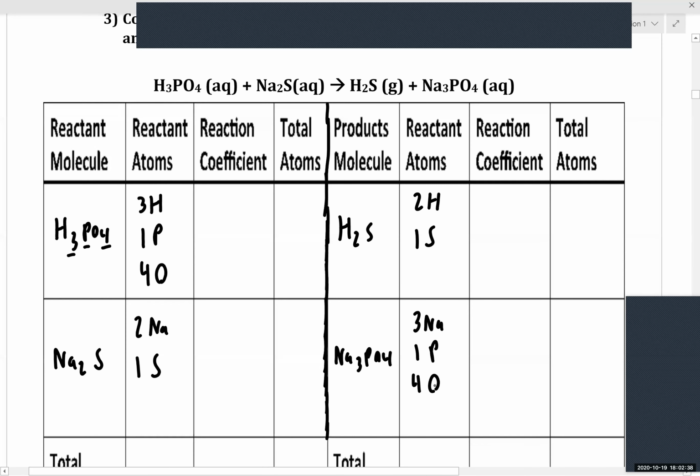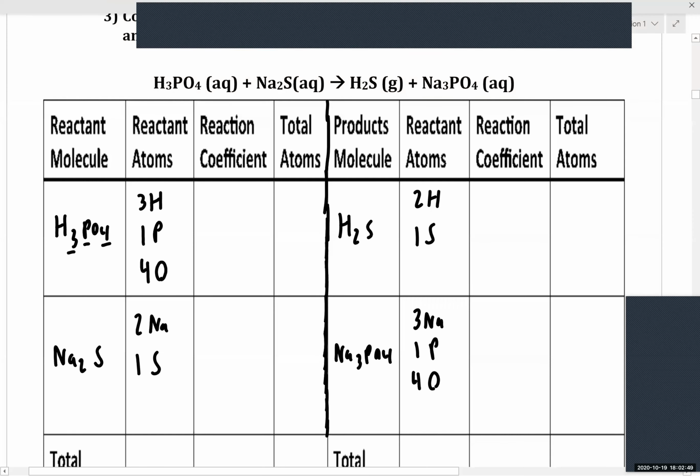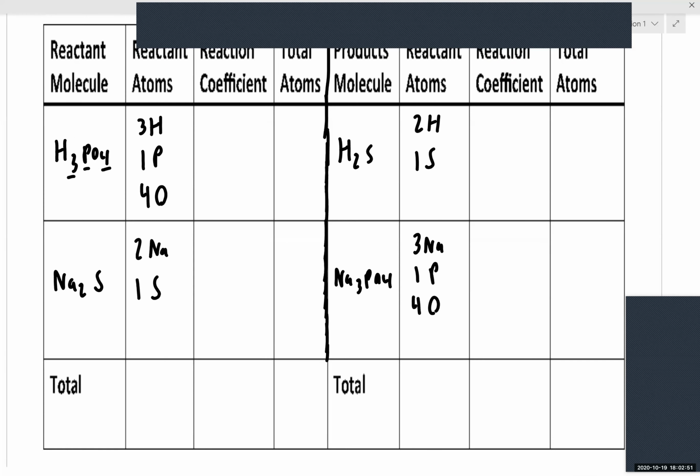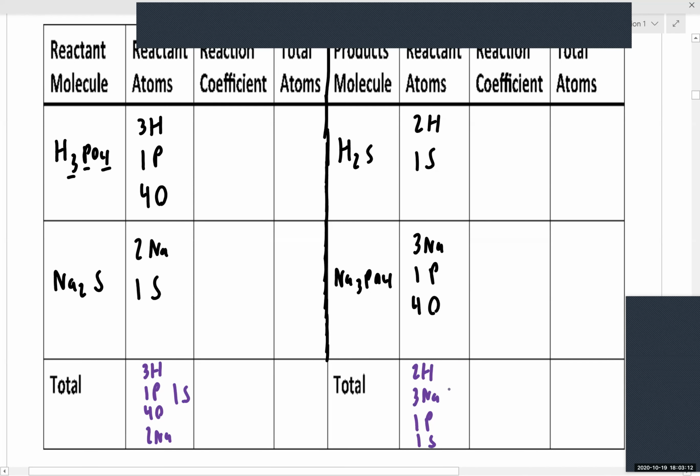Okay. We're going to leave this total column on the right blank for now. And what we're gonna do is we're gonna look at the total atoms of each element before we've adjusted any of our coefficients. So in total, we have three hydrogens, one phosphorus, four oxygen, two sodium, and one sulfur. On the right-hand side, I have two hydrogens, three sodium, one phosphorus, one sulfur, and four oxygens.